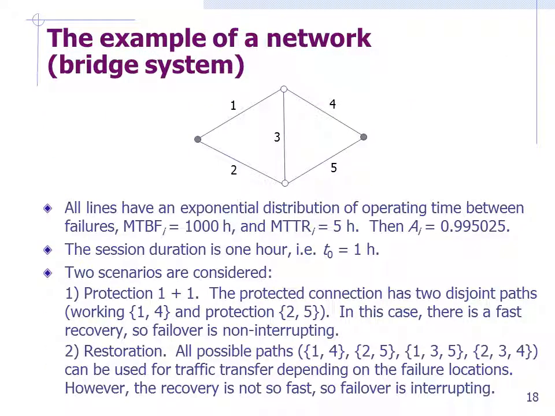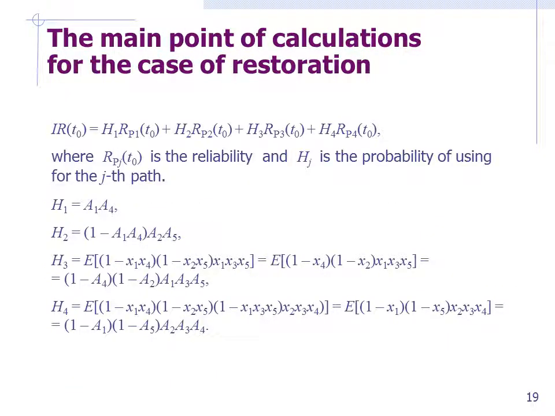Let us consider a simple example of a network. Two scenarios are considered. Protection 1 plus 1: the protected connection has two disjoint paths. In this case, failover is not interrupting. And restoration, where all possible paths can be used for traffic transfer depending on the failure locations. The recovery in this case is not so fast, so failover is interrupting. This slide presents the main point of calculation for the case of restoration.